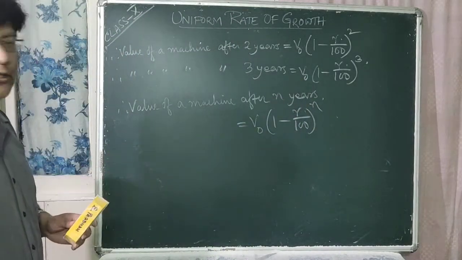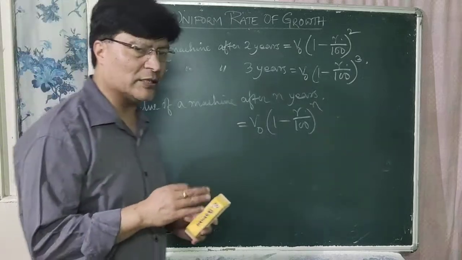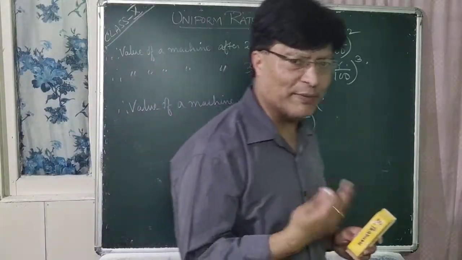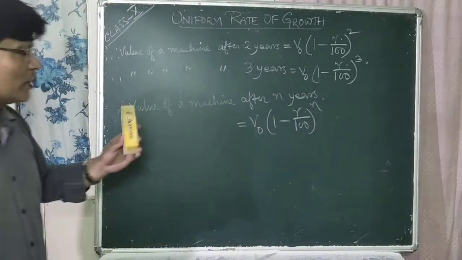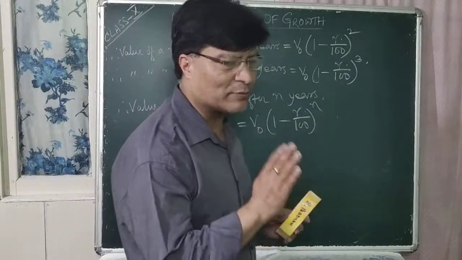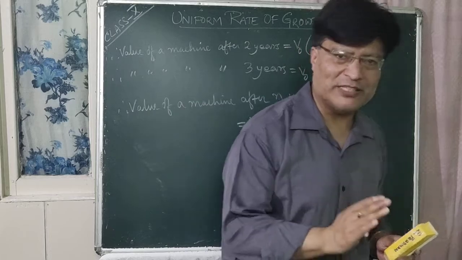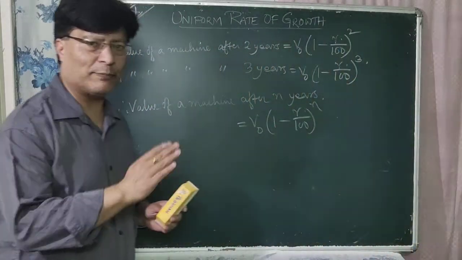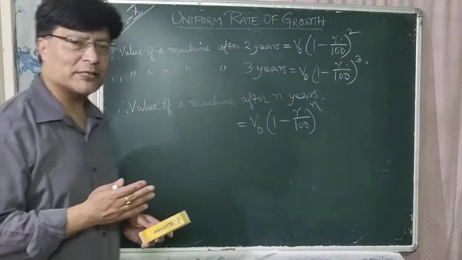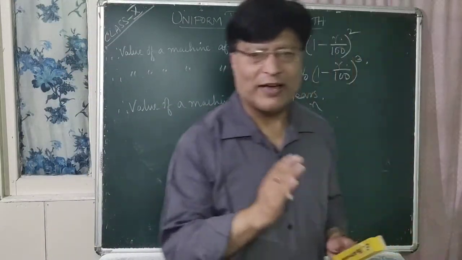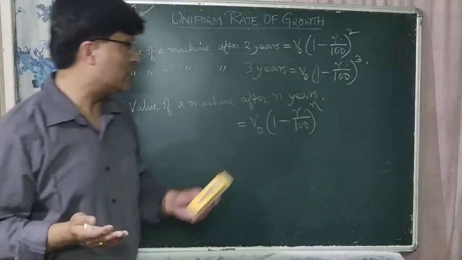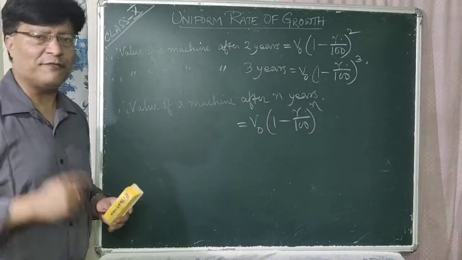So what is this V0 here? V0 is the initial value of a machine at the beginning of a year. Right? What is R? R is the rate of decrease of value of a machine every year. R% is the rate of decrease of a value of a machine every year. What is n here? N is the number of years.